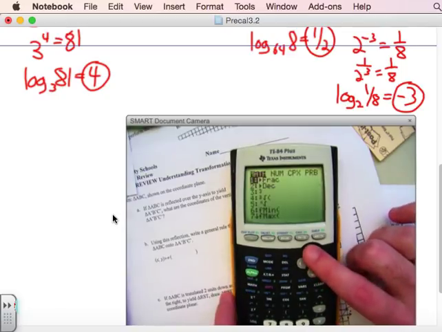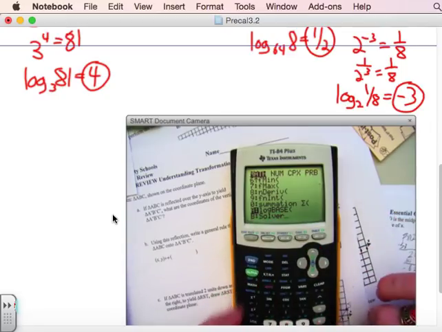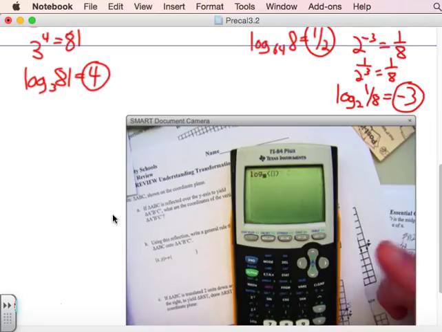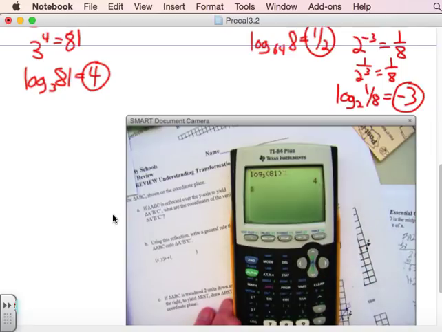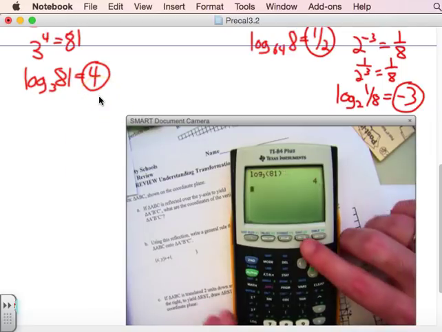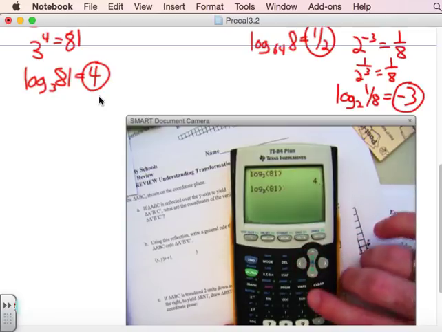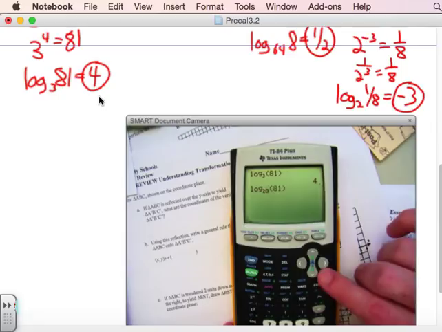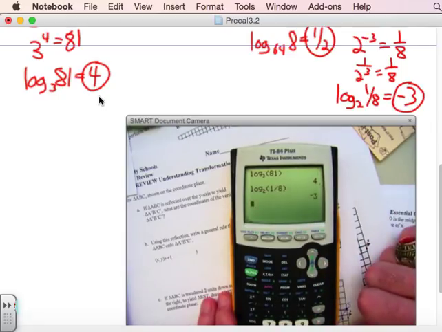So go to math, and then you scroll down or up. Up's quicker to scroll. If you scroll up, it'll be quicker to log base. And then it just gives you the blanks to put everything into. So I can do log base 3 of 81 and hit enter, and it'll spit out 4. I can do log base 2 of 1/8, and it'll spit out -3. So it'll do these for you, which is nice.